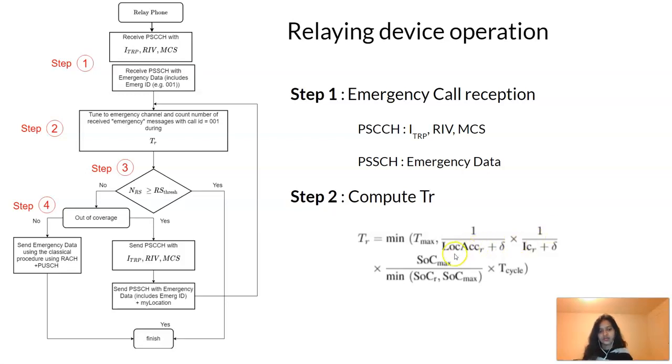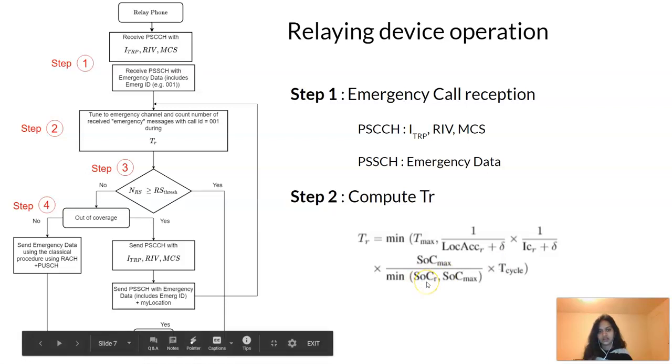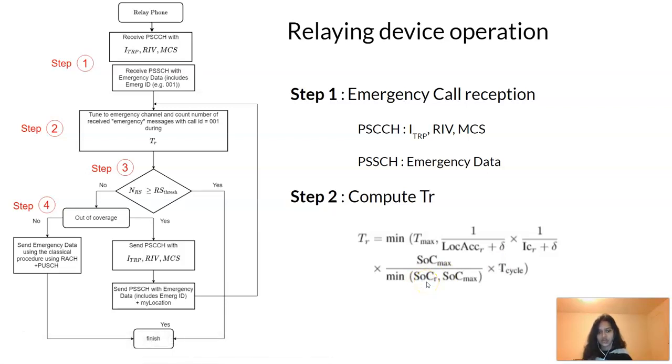The three variables that are taken are the location accuracy available at the relay device, the network coverage status of the relay device, and the SOC, the state of charge or the battery level of the relay device. These parameters are used to compute the waiting time. The waiting time model is created such that the stronger relay devices will have a low waiting time, and the weaker relay devices will have a higher waiting time.